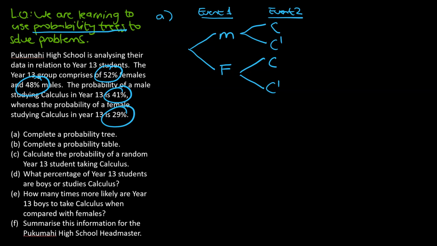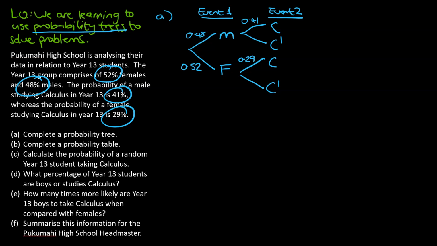From there, we can then add on the probabilities of each event. So the probability of a male was 0.48, and the probability of a female was 0.52. And then we can carry on with the calculus one. The probability of a male studying calculus was 41%, so that was 0.41. And we've also been told the probability of a female studying calculus was 0.29.